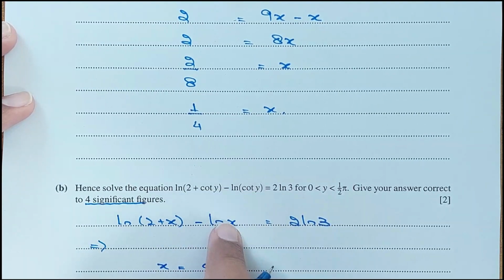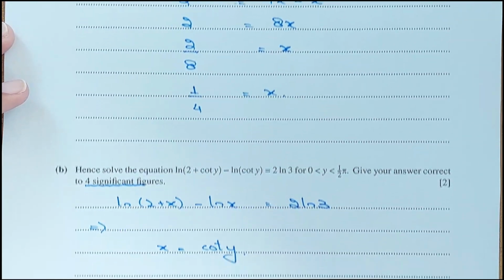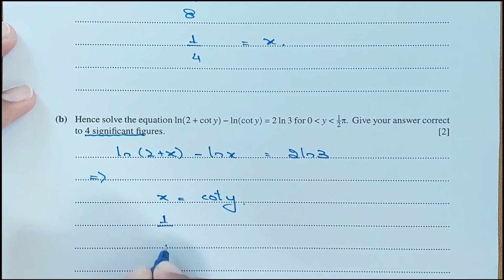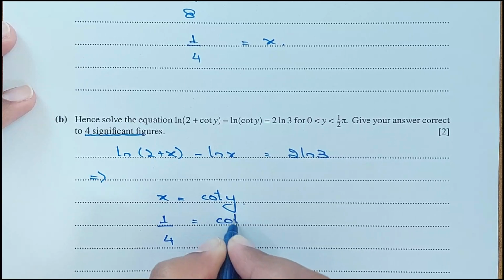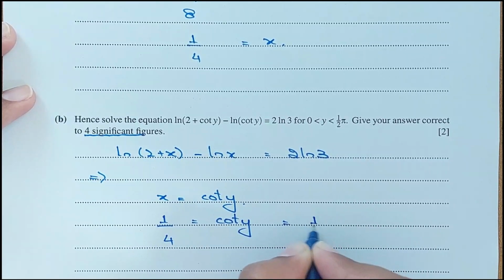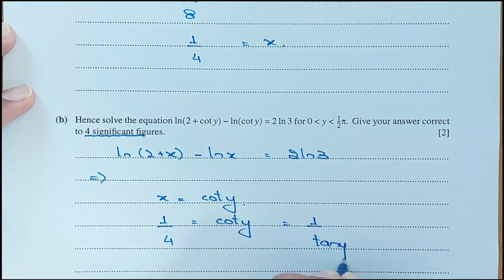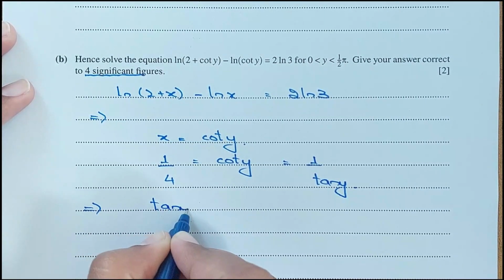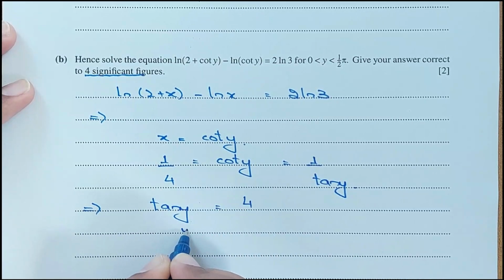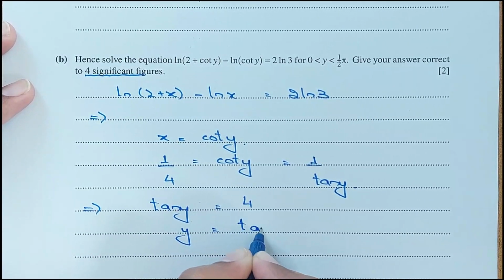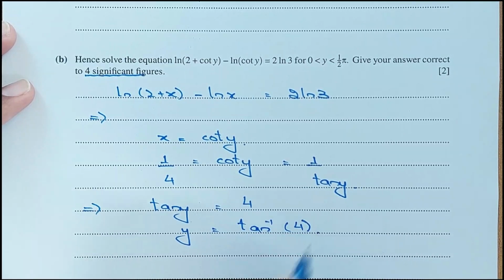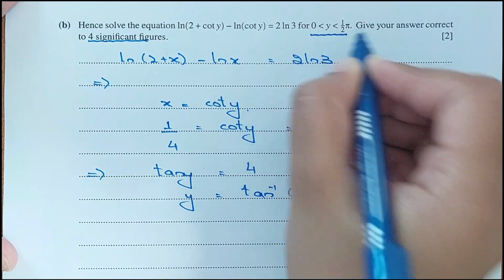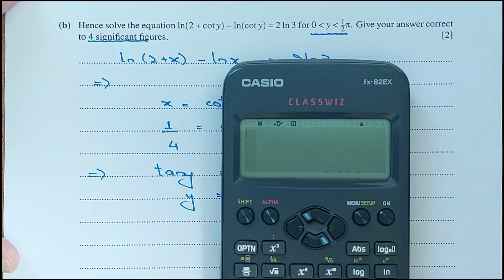So cot y, and the x value is 1/4. So we can say that 1/4 is cot y. Cot is 1 over tangent. Taking the reciprocal on both sides, tan y equals 4 and y equals tangent inverse of 4. It should be in radians, and y lies between 0 and pi by 2, so it should be in the first quadrant.